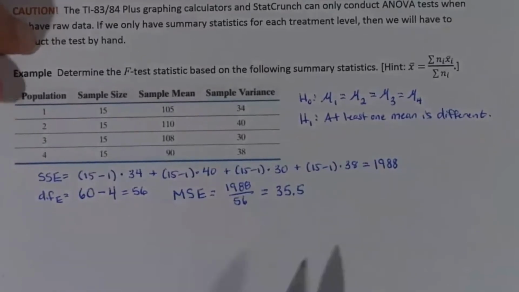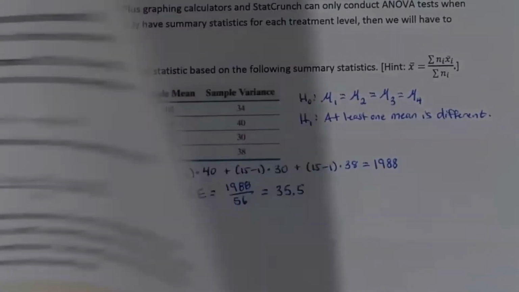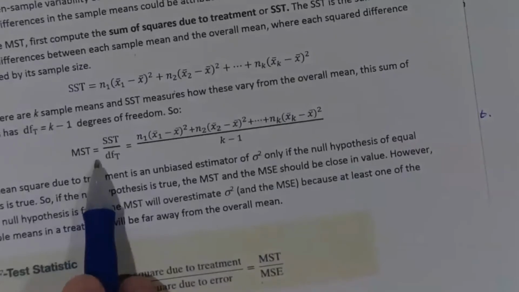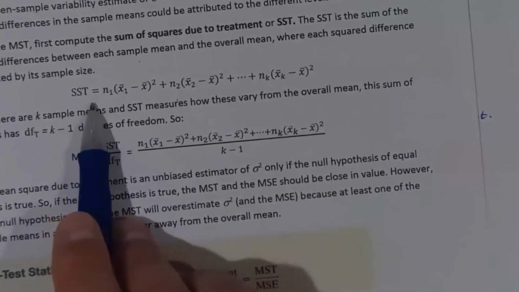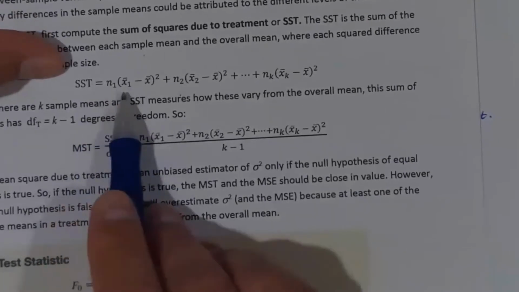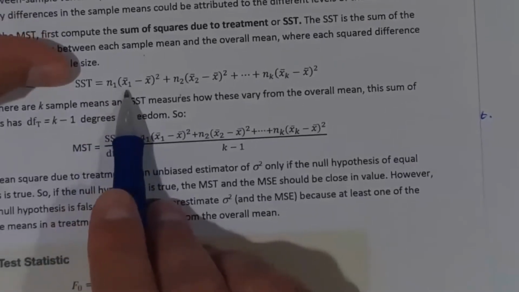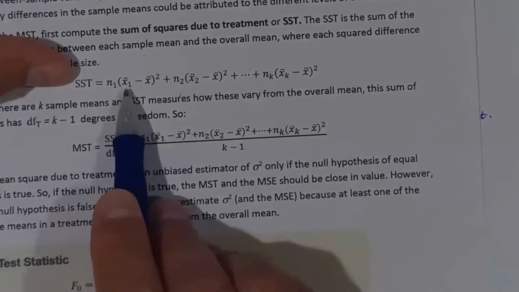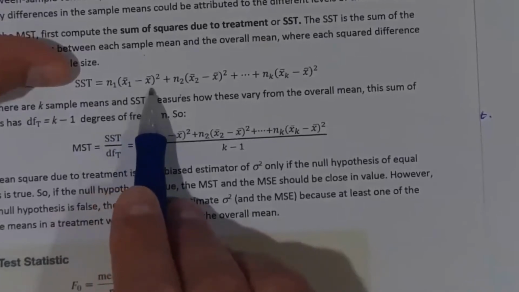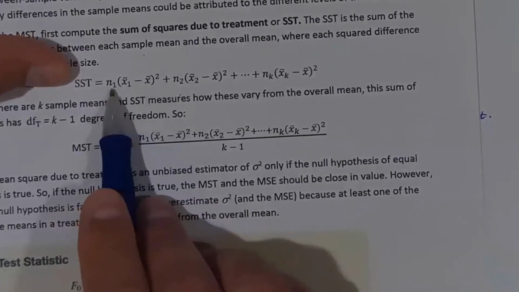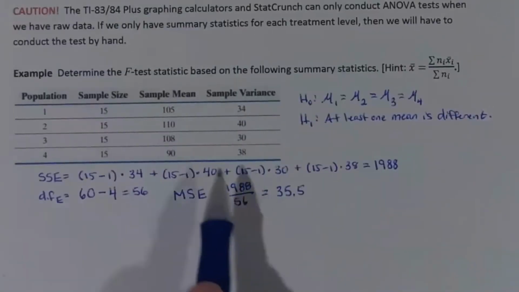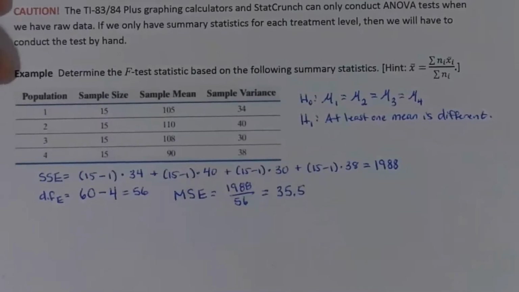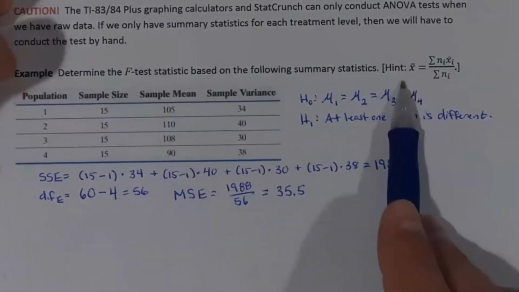So now that we have that, we need to also find the mean squares due to treatment. And in order to do that, we have to first of all find the sum of the squares due to treatment. Now remember how we do that. For this, we're going to take each individual mean minus the overall mean and square it, and we're going to multiply that by the sample size. So in this particular case, we don't know what the overall mean is. So we're going to have to figure that out, and that's where this hint comes in.